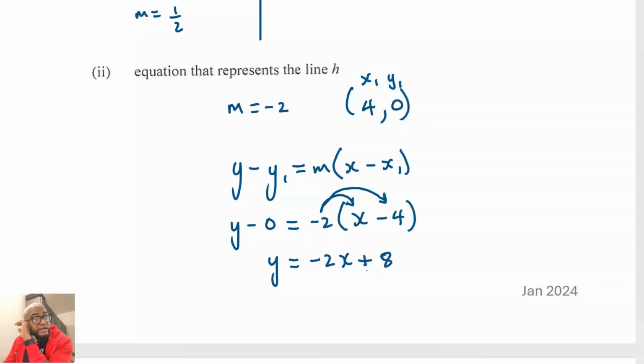Everybody good here? This is the equation of H. This is the equation of H.